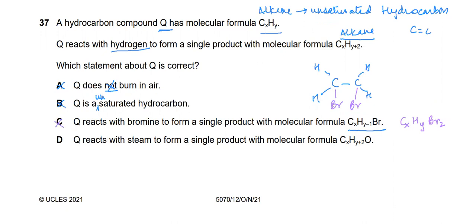It reacts with steam to form a single product with a molecular formula CxHy+2O. That's absolutely correct. Let's take the example of ethene again. This is ethene, right? When it reacts with water, water can be taken as H and OH. When the two react, the double bond changes into a single bond. This breaks down, and one carbon gets a hydrogen added and the other carbon gets an OH added.